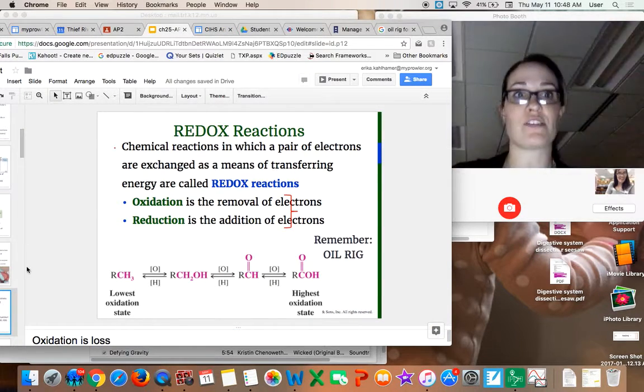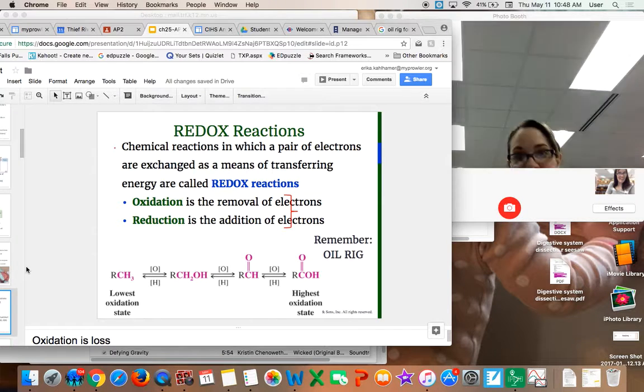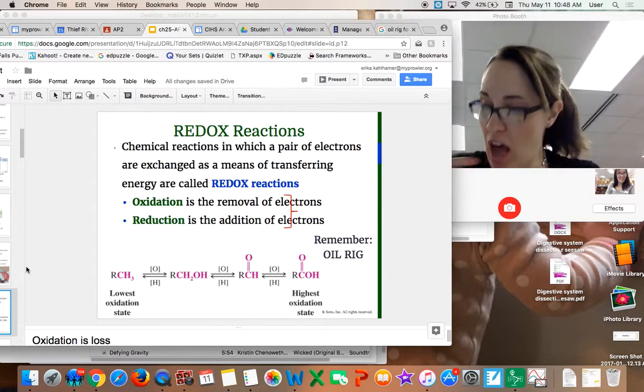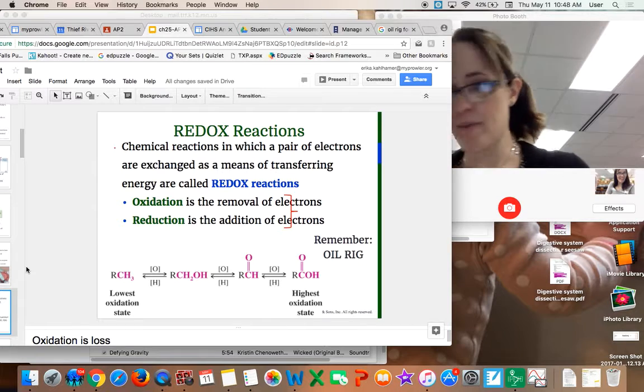So, redox reactions. Those are the combination of the oxidation and reduction reactions.